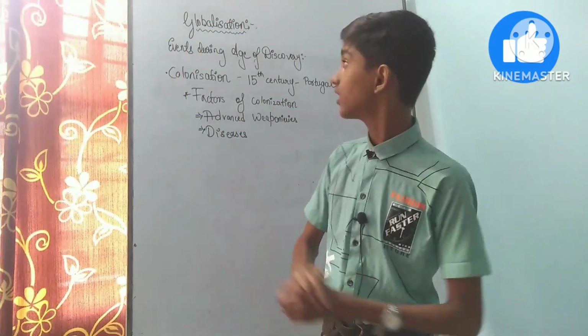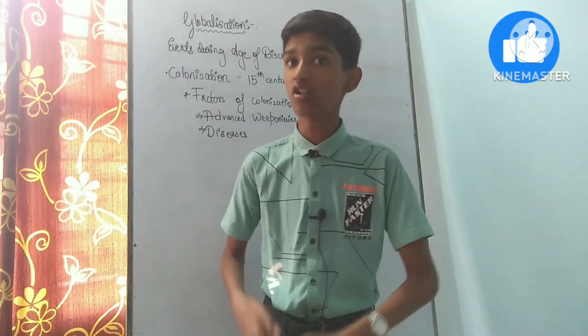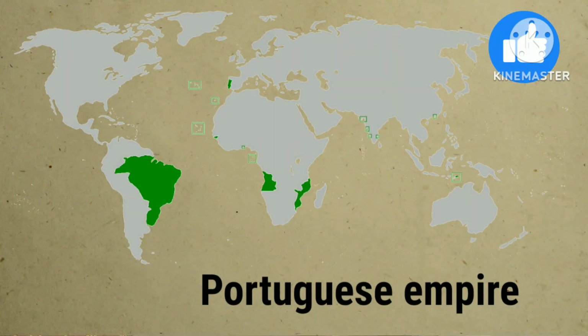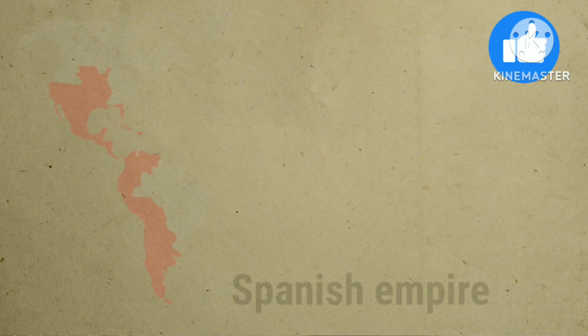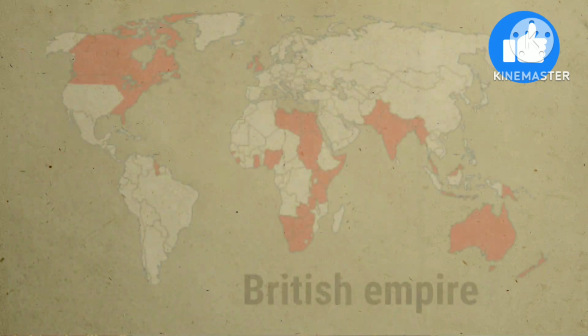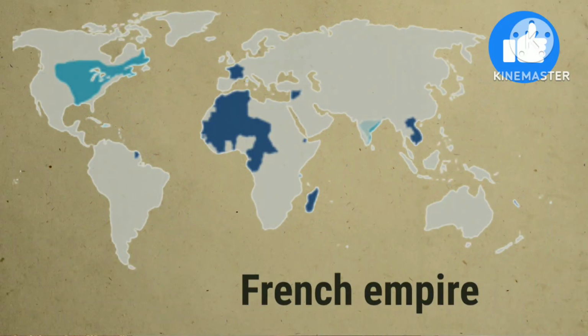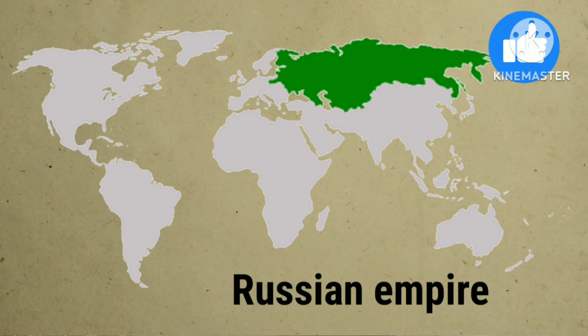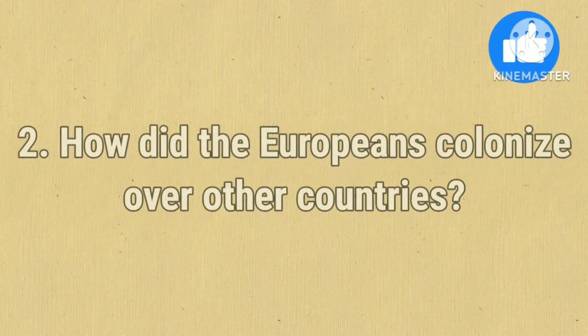The first is colonization, which started around the 15th century by the Portuguese. They colonized a town in North Africa, and then slowly some other empires such as the Spanish also started, followed by the Ottoman Empire, then the British, French, Dutch, and then the Russian Empire also started to grow and colonize other countries.